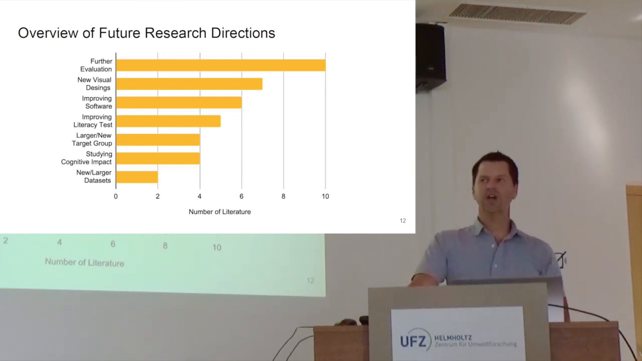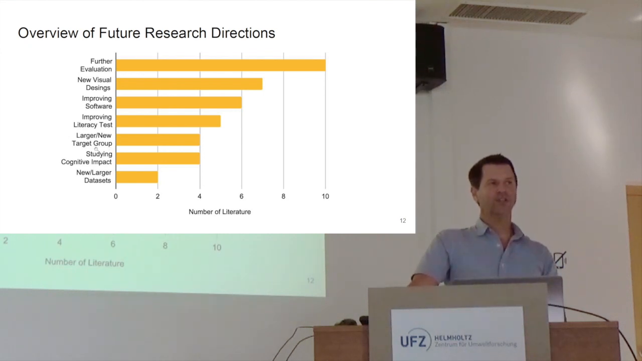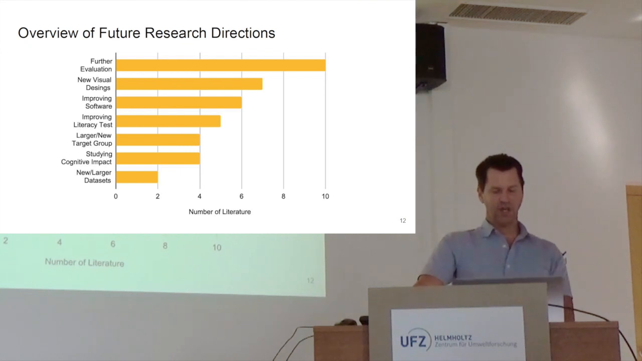It's still a relatively young field, so it's certainly as a whole not very mature. Improving the software and improving software usability is a popular future direction. Improving the literacy tests themselves is a very popular future work direction. Conducting the experiments on larger and new, more diverse target groups, right? The target groups are typically like computer science undergraduates or computer science postgraduates. Studying the cognitive impact that a given visual design might have on a target user, and of course, the inclusion of new and larger data sets.